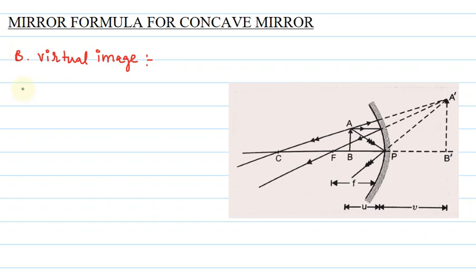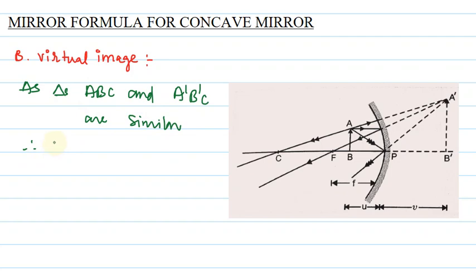As triangles ABC and A prime B prime C are similar, therefore AB upon A prime B prime is equal to CB upon CB prime. Let me consider this as relation 1.